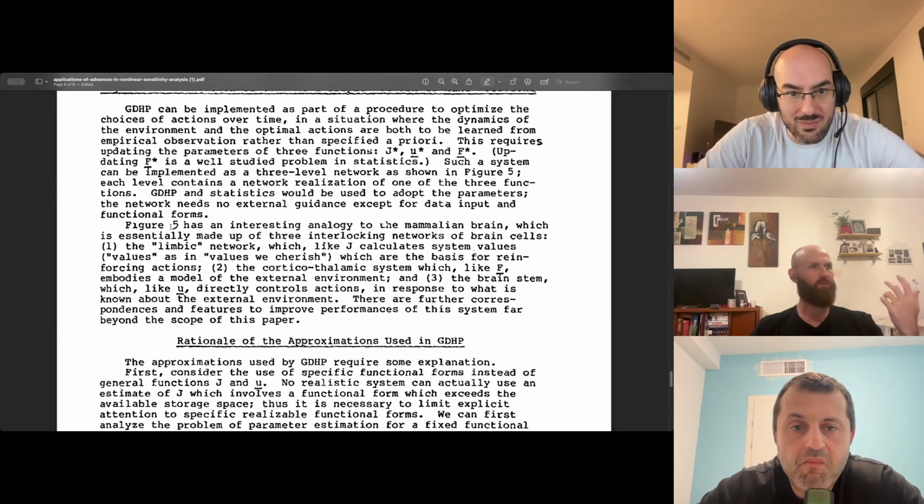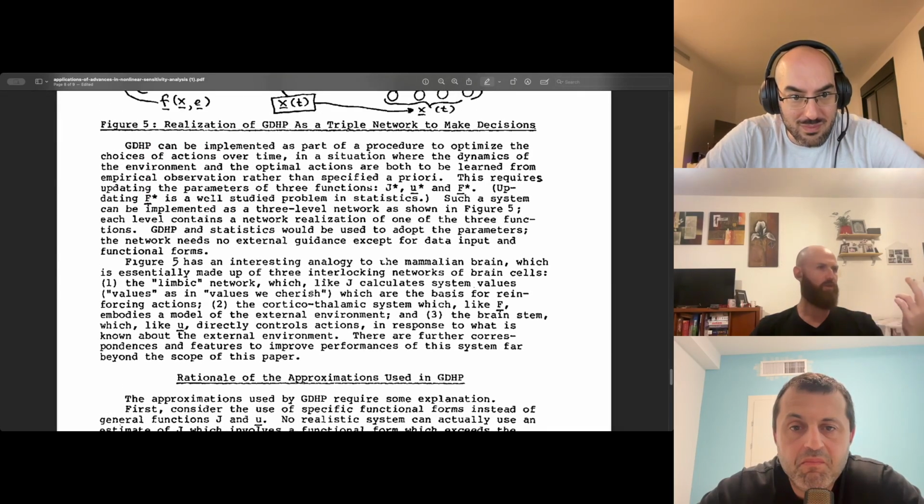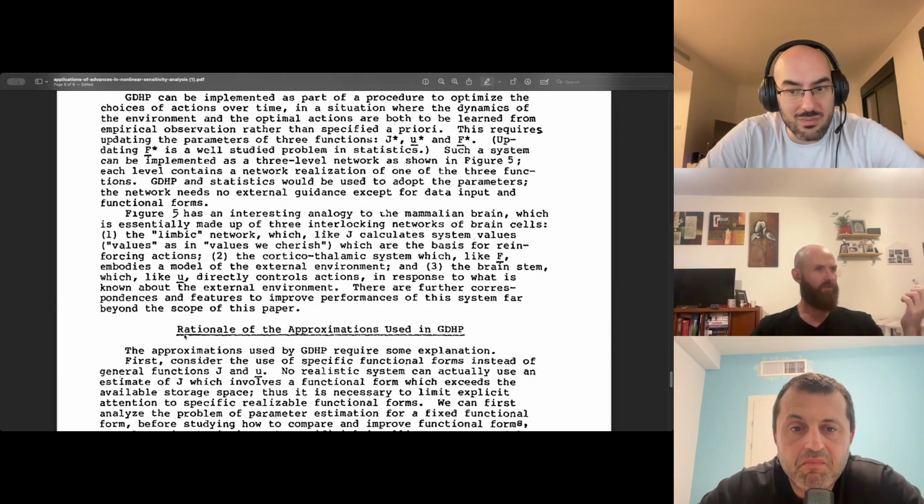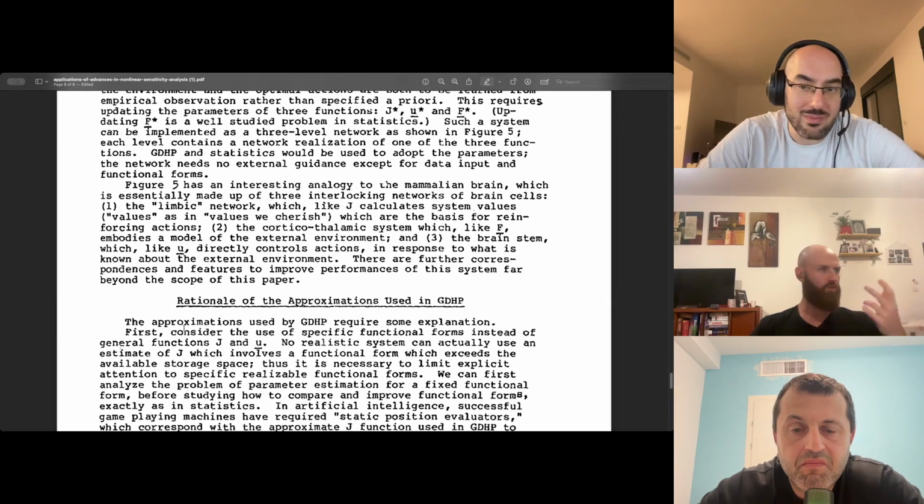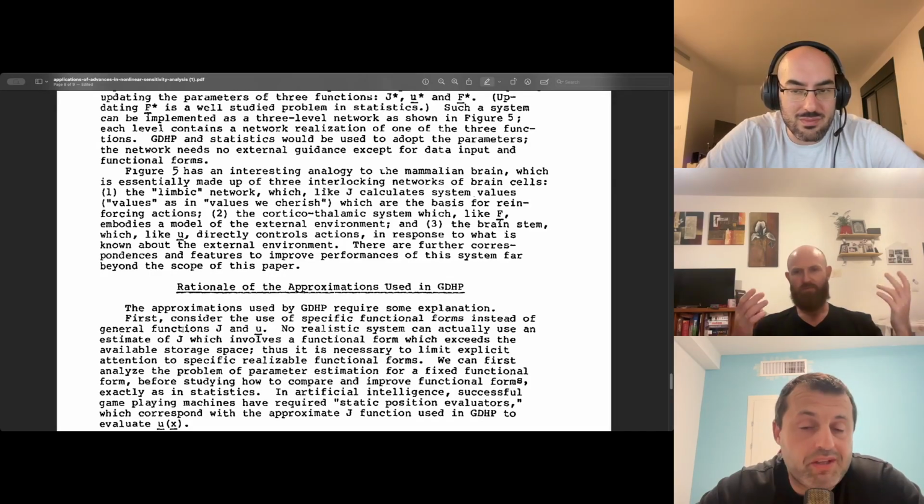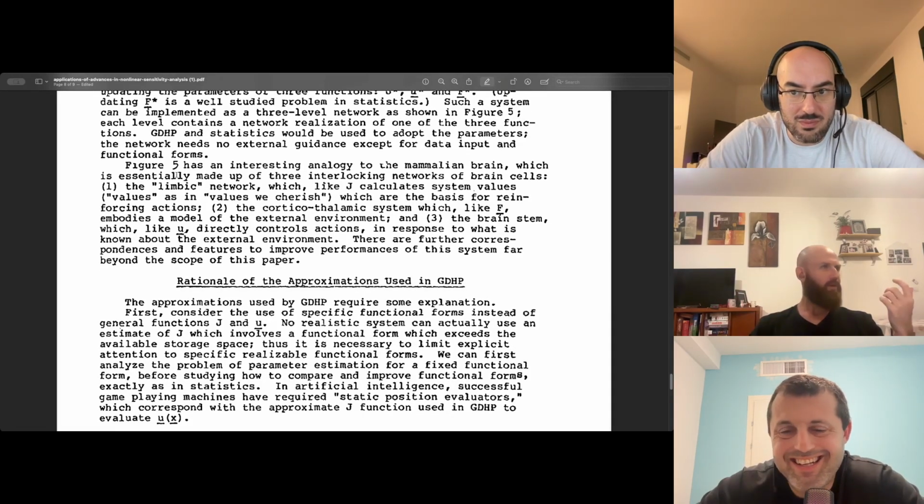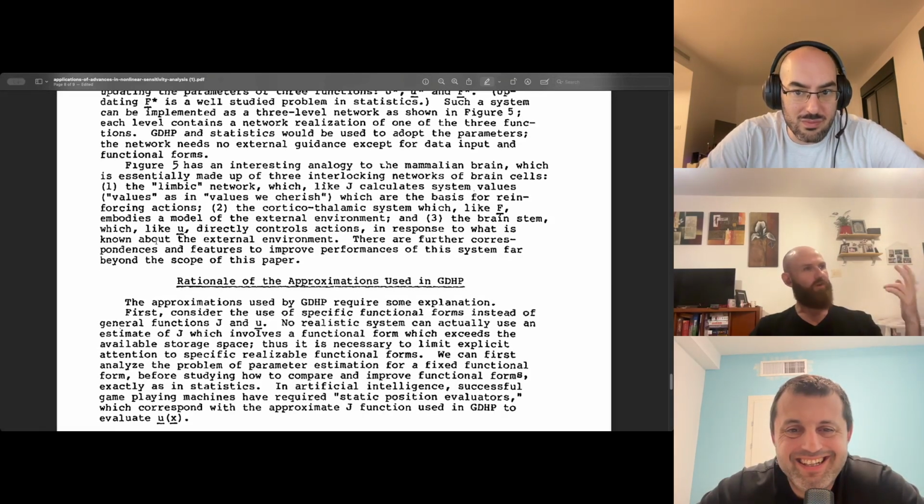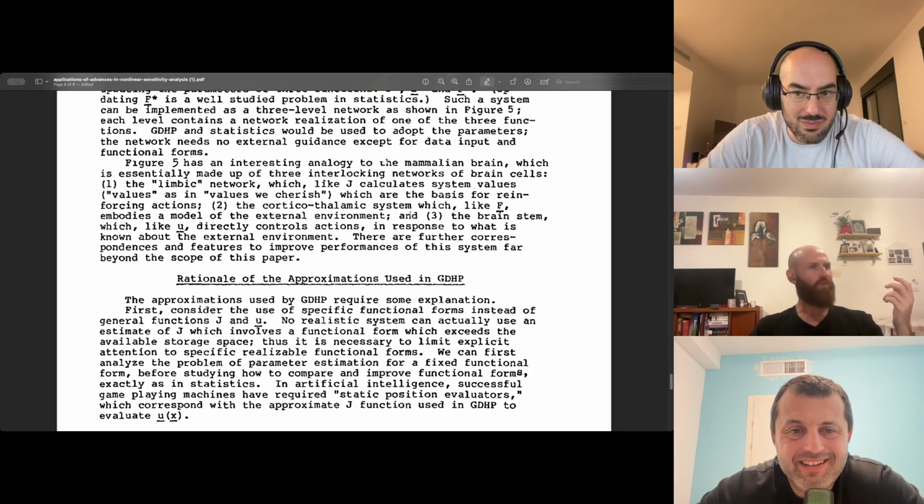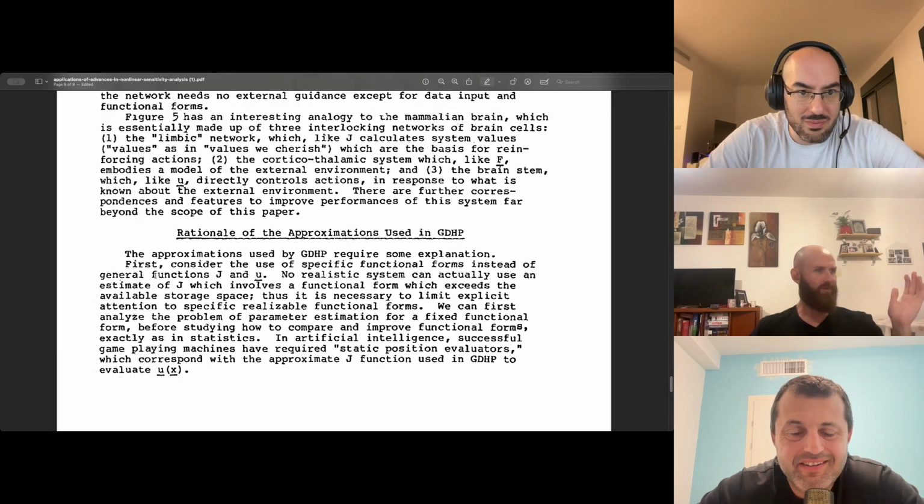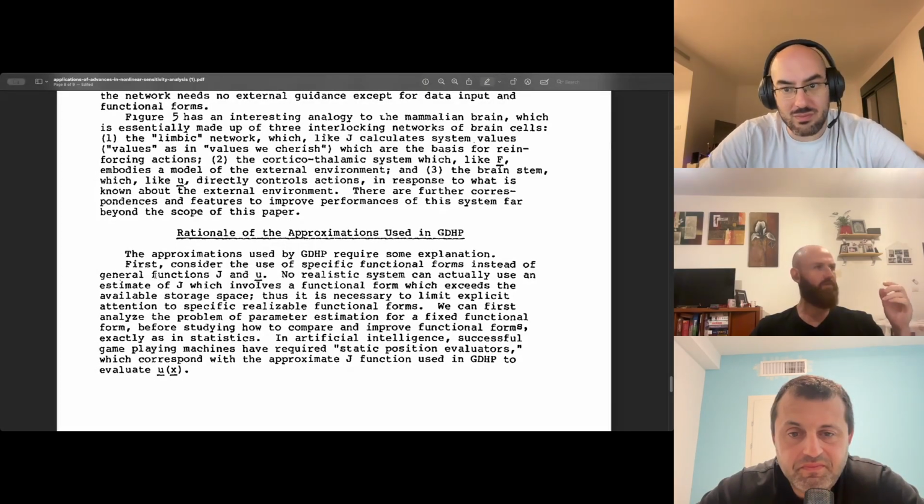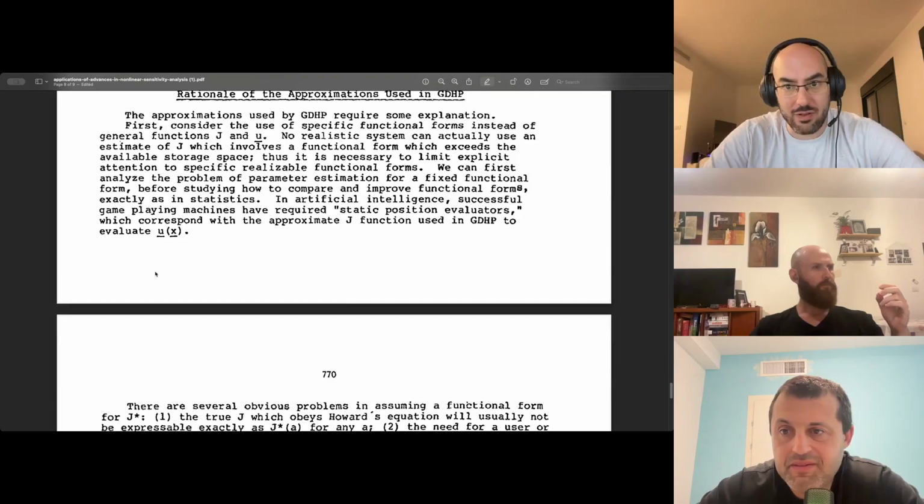He talks about the analogy between this system and the mammalian brain. Again, I don't think it's worth diving into, for sure. I don't even know what it is. Yeah, it's the limbic network, and I don't know, whatever. He's talking about the cortico-thalamic system. I don't think it's relevant. It's probably outdated today. I'll give you the 2-cent version as I understand it, if I understand it correctly.